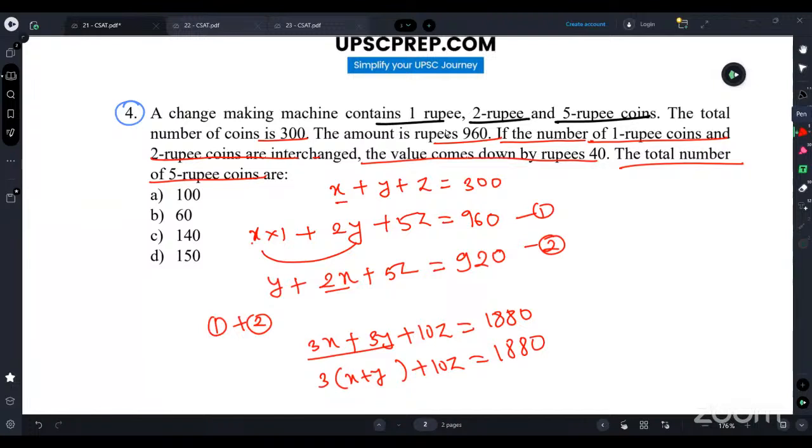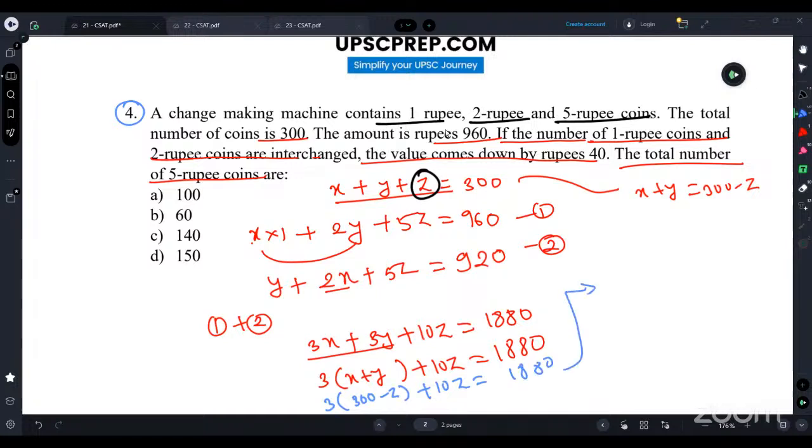Plus 10z, it will be 1880. See now, guys, we have x plus y plus z as 300. What will be the value of z? Sorry, the value of x plus y from this will be x plus y equal to 300 minus z, right? Ultimately, what do we want to find out? We want to find out the value of z, because the total number of 5 rupee coins is z, right? So 3 into 300 minus z plus 10z equal to 1880.